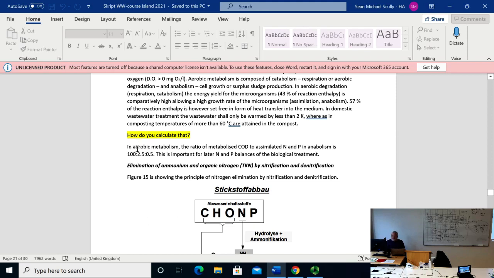In aerobic metabolism, the ratio of metabolized COD to assimilated N and P in anabolism is 100 by 2.5 by 0.5. We did this exercise already. This is important for later N and P balances of the biological treatment. This is what you need in order to know how much of the nitrogen or phosphate you've got to eliminate by nutrient removal.